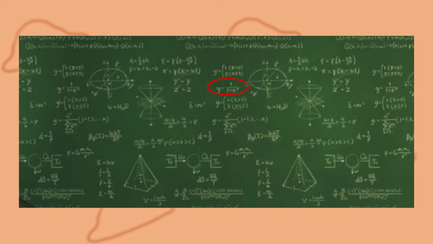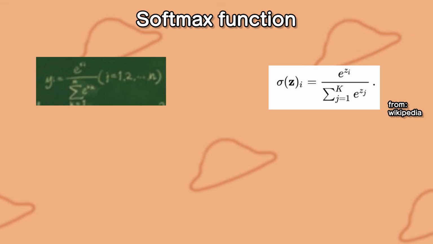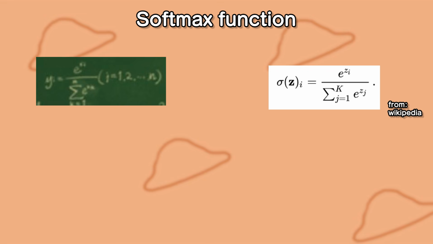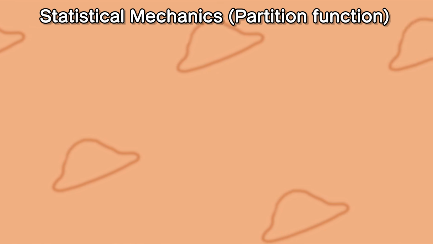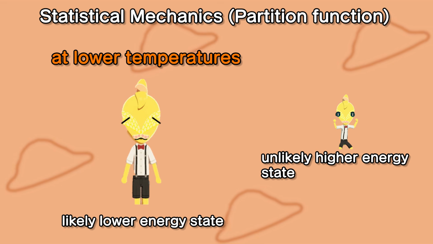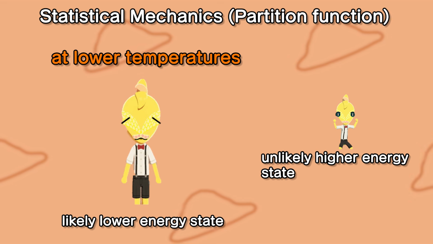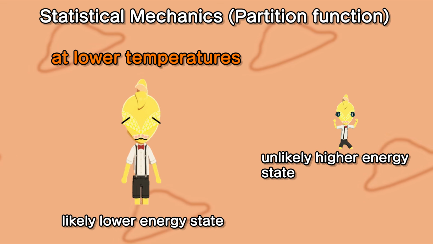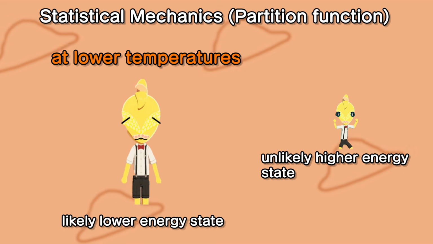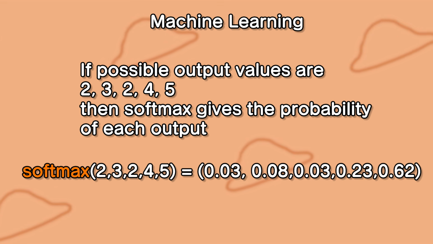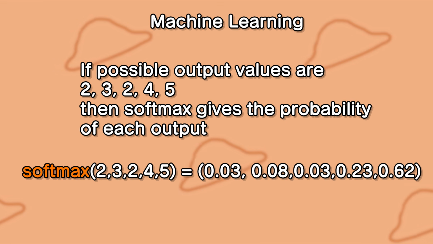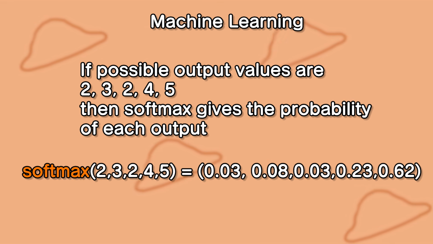As this logistic curve is getting comfortable in being the better function, it is dethroned by the softmax function, which generalizes the logistic function to multiple inputs. In statistical mechanics, lower energy states are more likely, and the likelihood of such a state occurring is given by evaluating the softmax function on it. This is also called the partition function. This idea of a softmax function is useful in machine learning too, as it assigns a smooth probability distribution to possible output values.